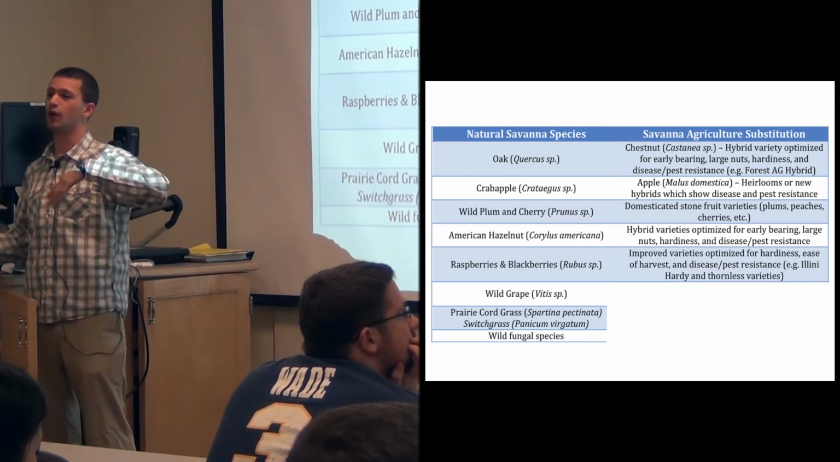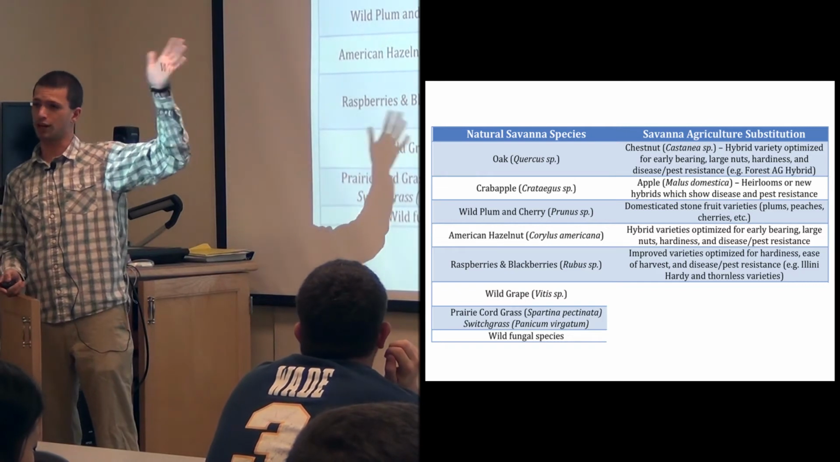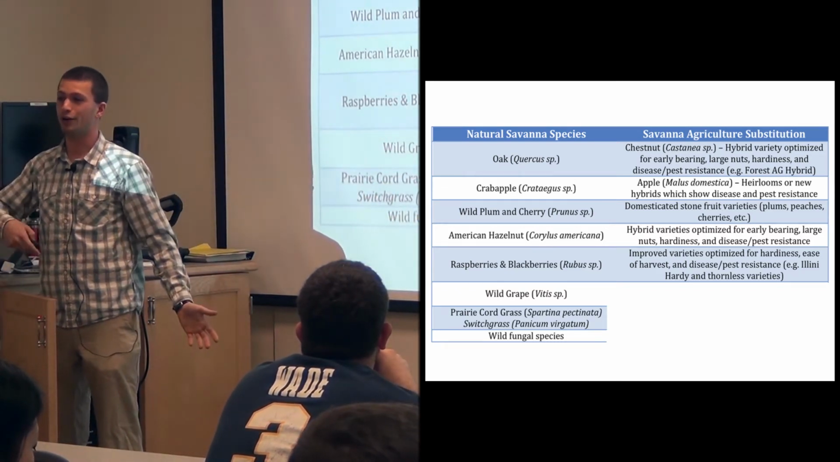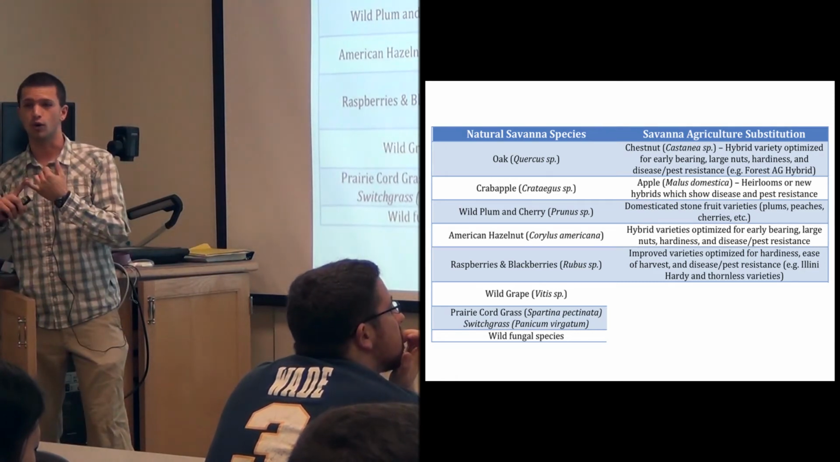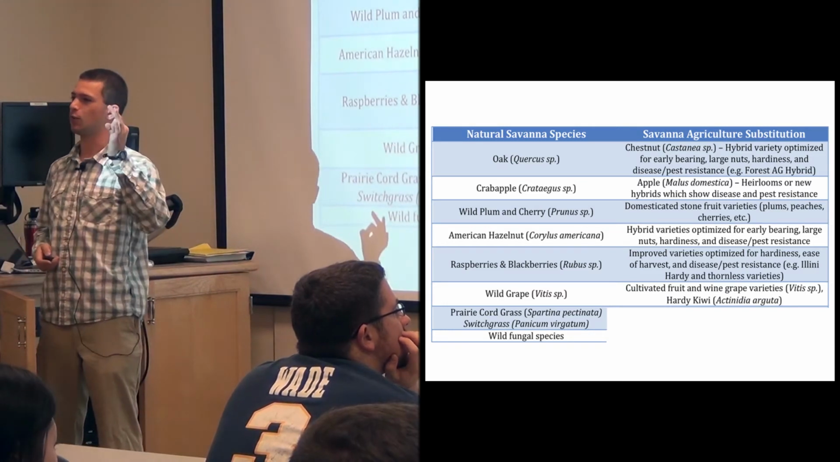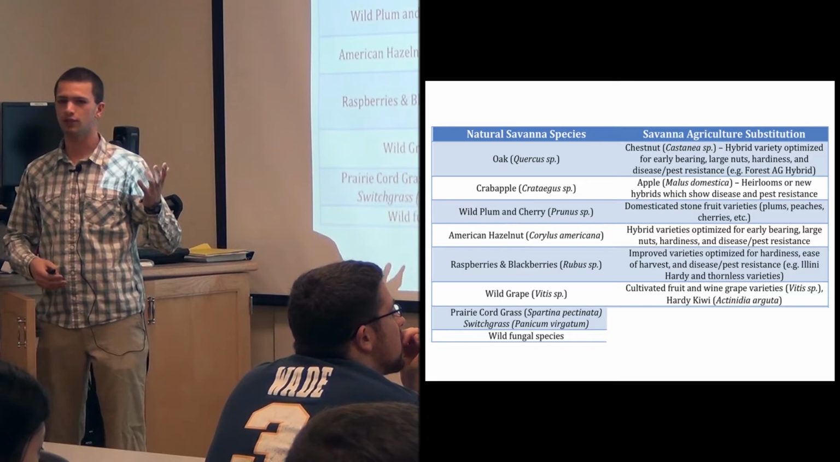Here at the University of Illinois, in fact, we've developed thornless varieties. If any of you have picked blackberries, you usually end up with blood all over your hands by the time you're done. So let's use the thornless varieties and make that better for the optimization of harvesting or labor, safety. Wild grapes, again, tasted like warheads. We also have wine varieties and table grape varieties and all those great things.